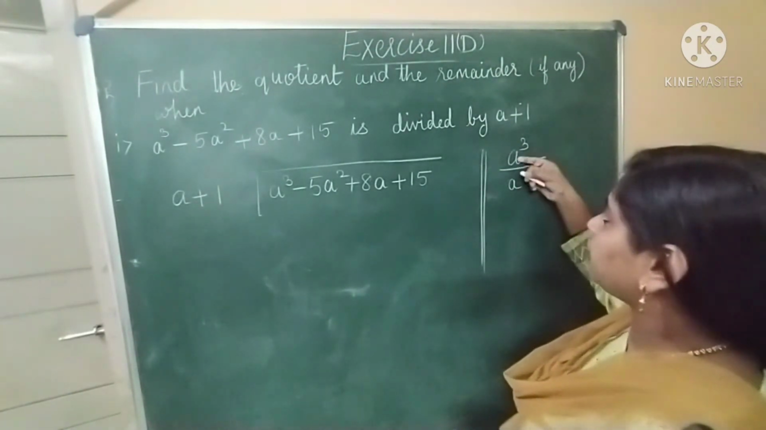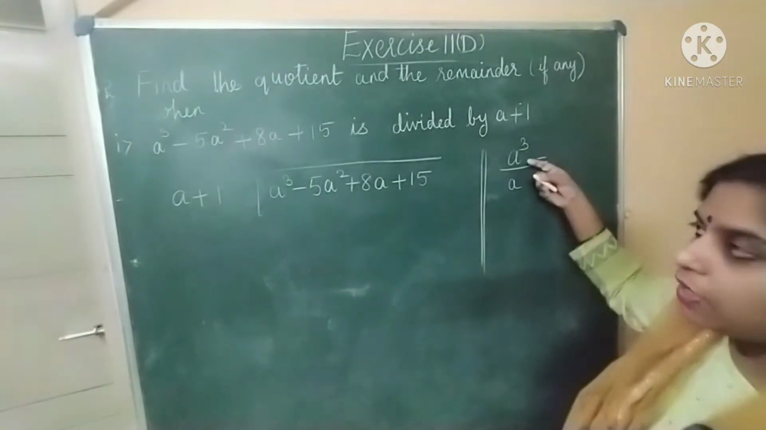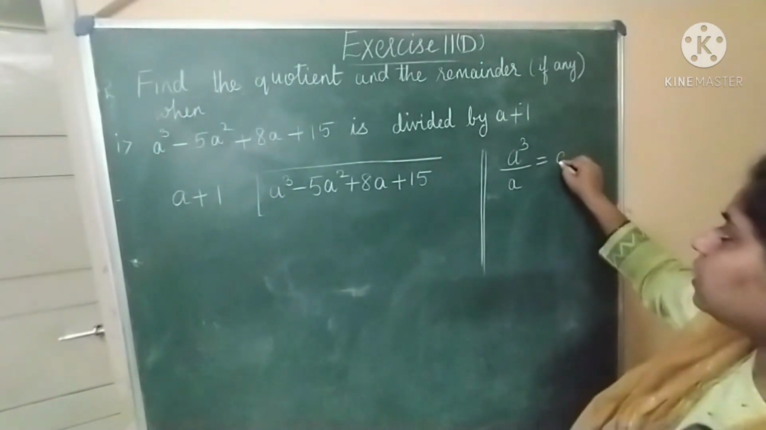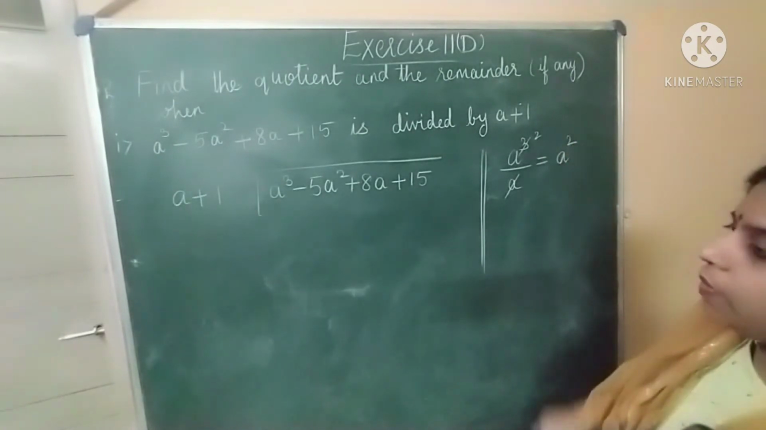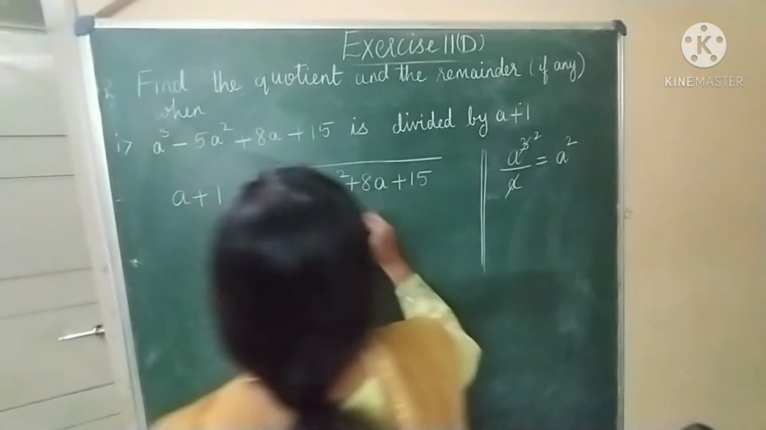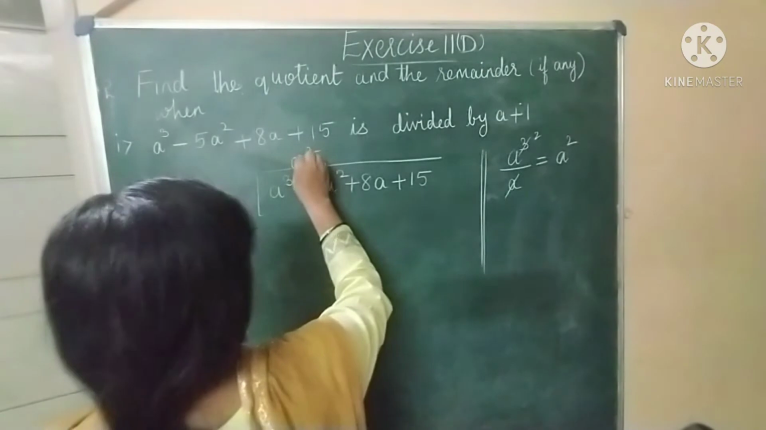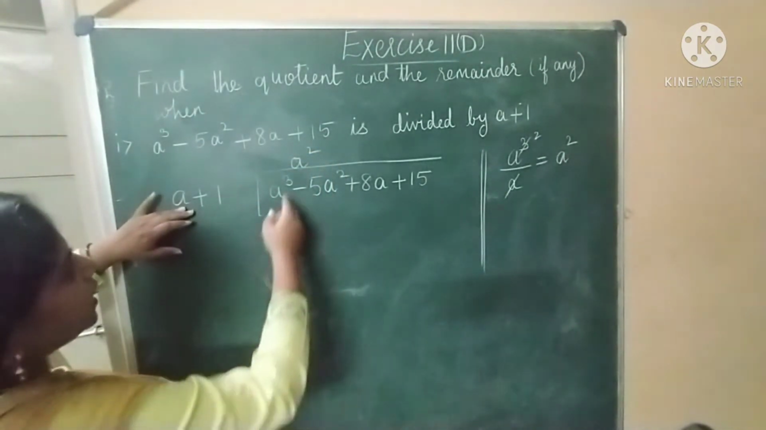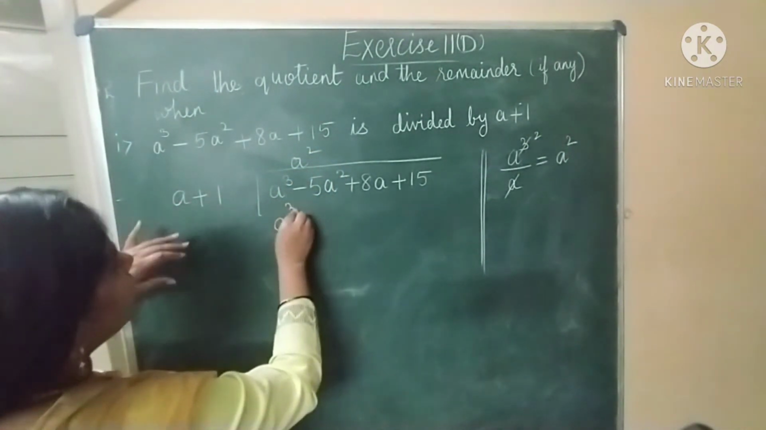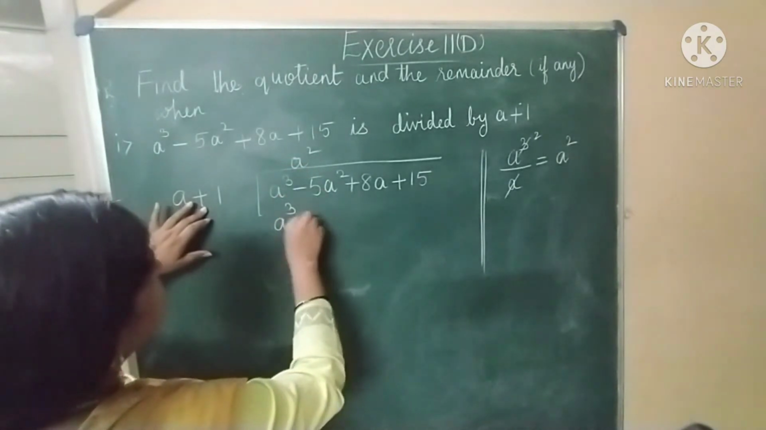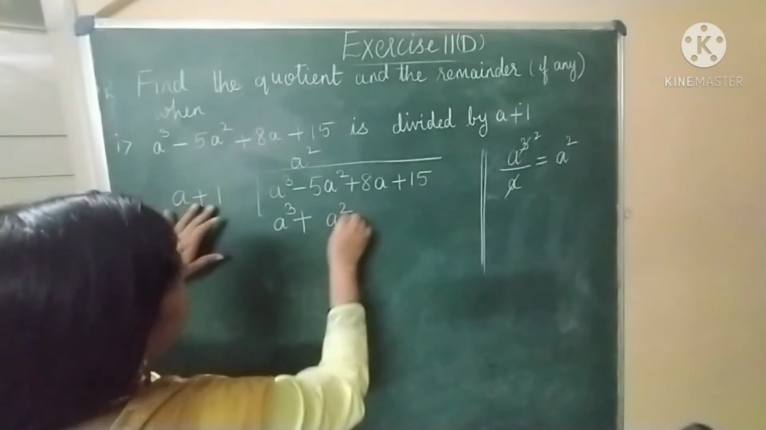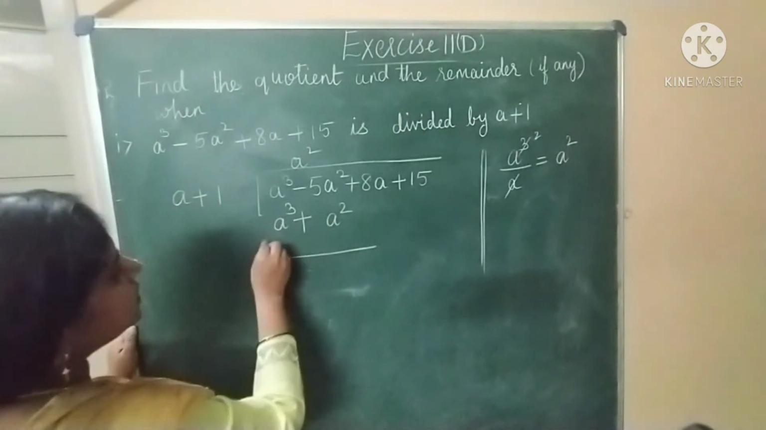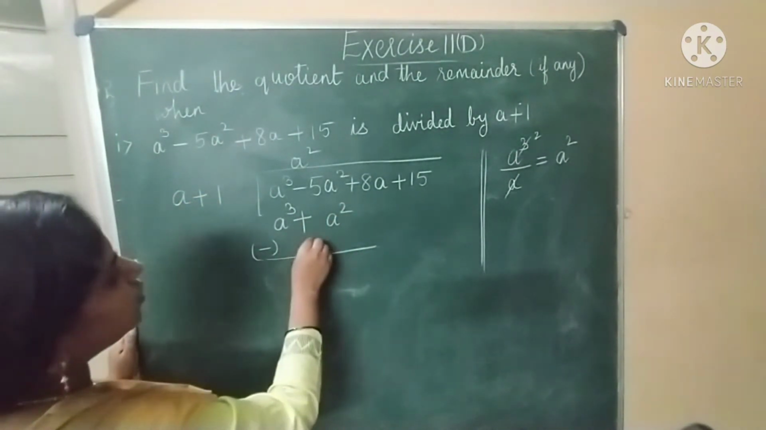So when I divide a cube by a, it gives a cube minus 1, that is nothing but a square. So a and one term, 2 will remain. So the quotient here is a square. Now we will start multiplying. a into a square gives you a cube, so plus into plus gives you plus. a into a square into 1 gives you a square. So we subtract, plus converts to minus, plus converts to minus.